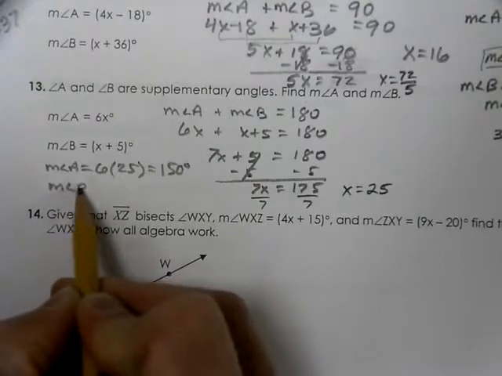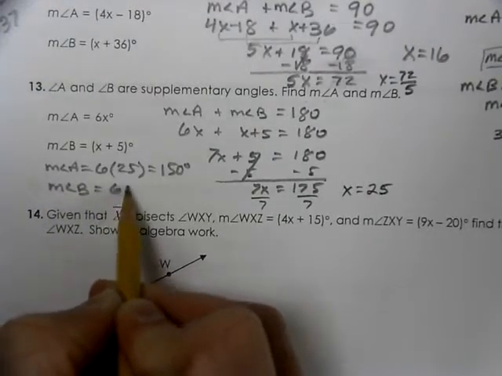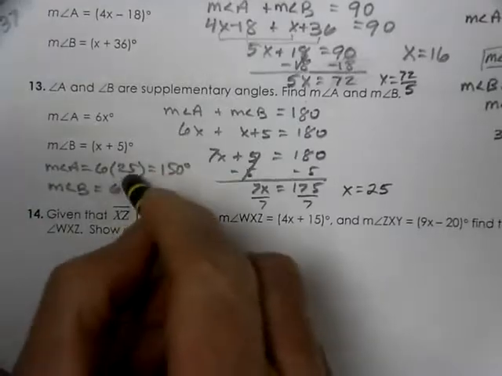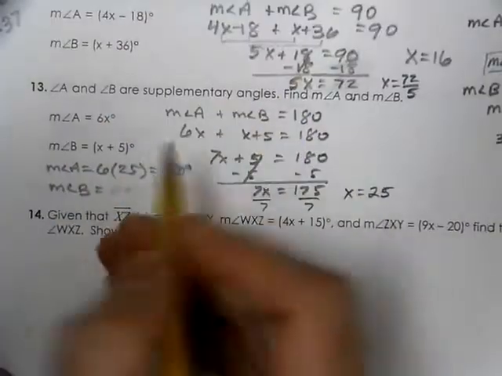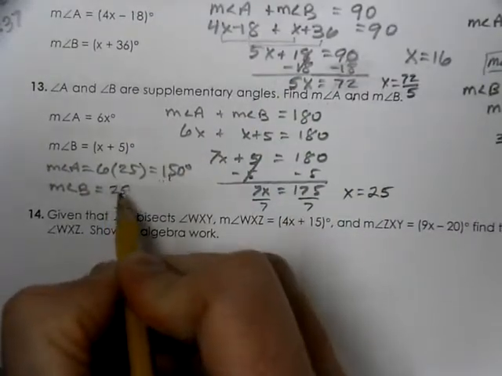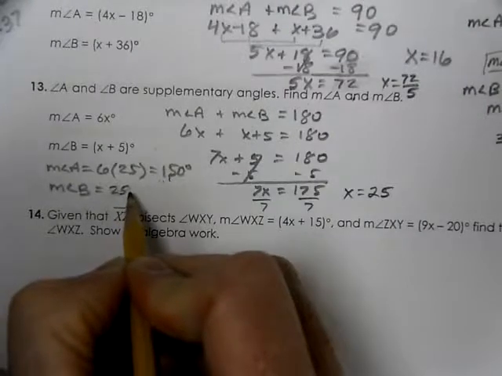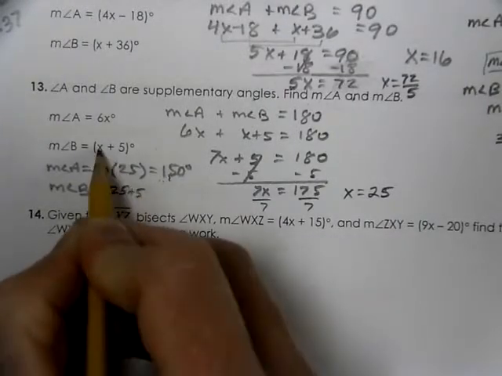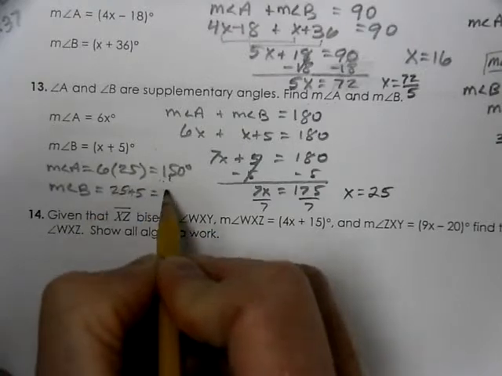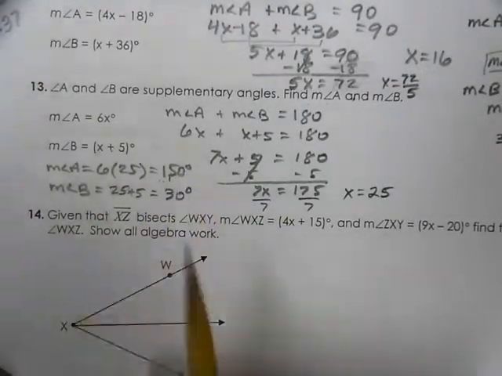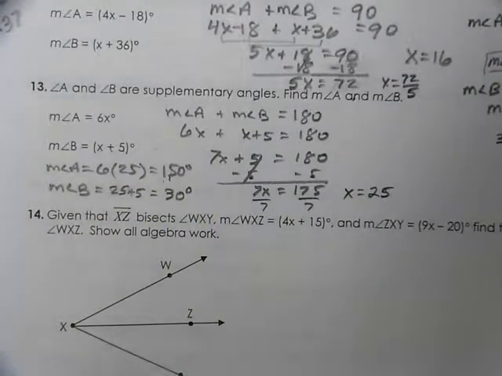And the measurement of angle B equals 25 plus 5. 25 plus 5, which is 30. And together, those add up to 180.